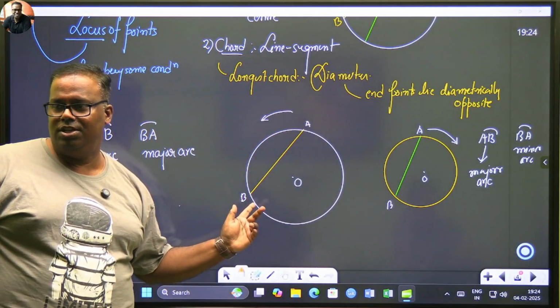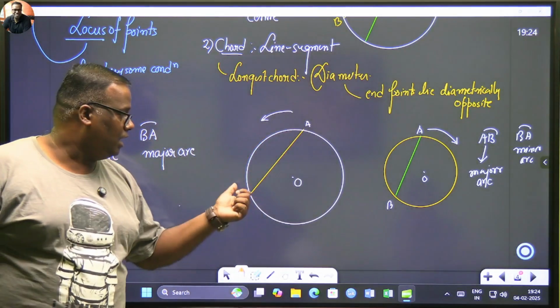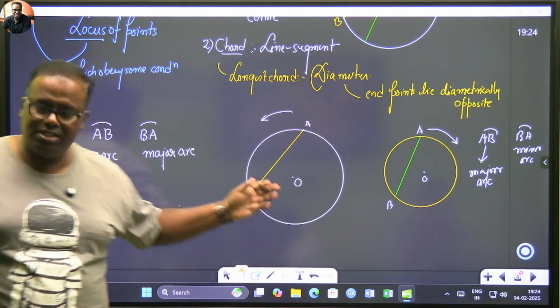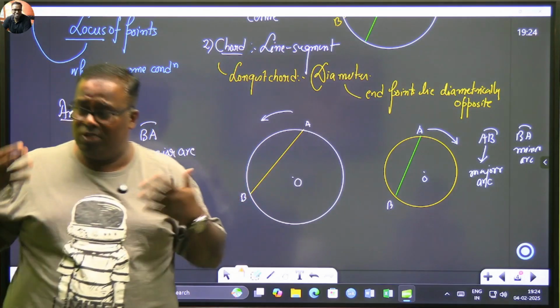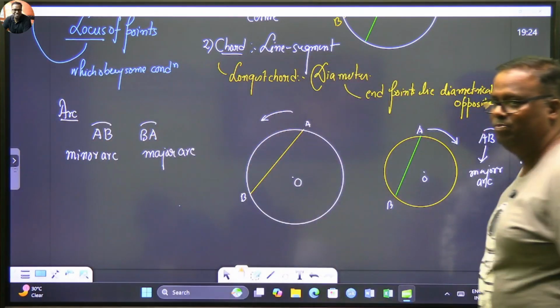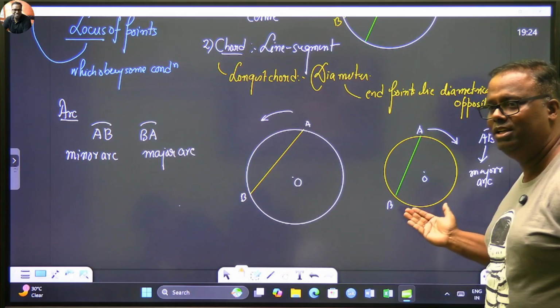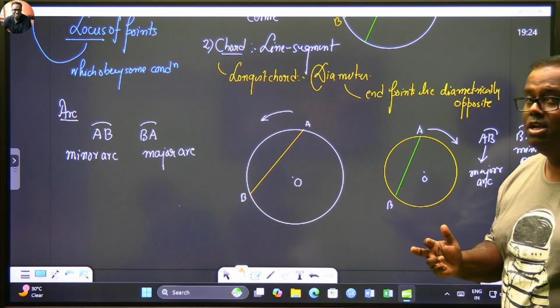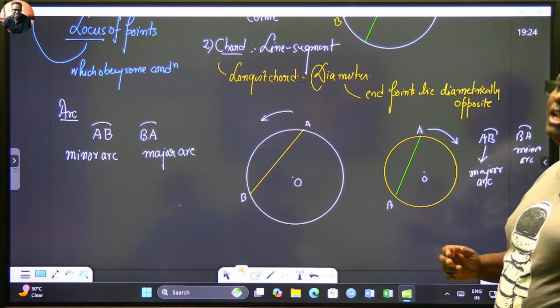AB is your minor arc. Can you go BA this side? No. The circle is rotating this way. But sir, is it fixed that we should always see it anti-clockwise? Nothing like that. For that, I have taken the reverse example. You can take the circle rotating clockwise also, your wish. But once you have taken clockwise, make sure you don't start naming anything anti-clockwise.